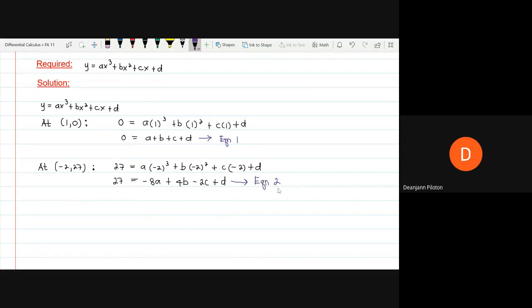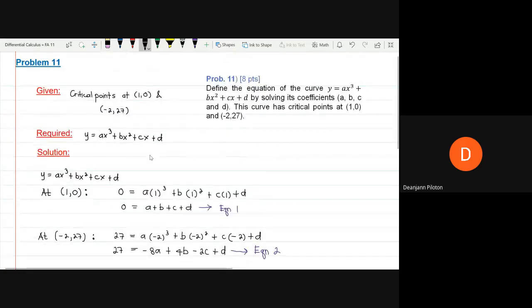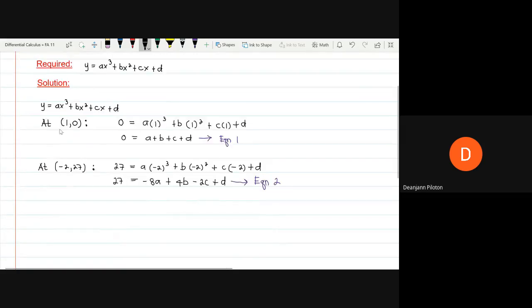Okay, so equation 2. Okay, so here, class, we have two equations, equation 1 and 2, which we got from substituting the points on the curve. So we proceed to the derivative of our equation, and let's use the concept of critical point where y prime is equal to 0. So y prime is equal to, differentiating, we have 3a x raised to 2 plus 2bx plus c. And d will be equal to 0, so it is just plus 0.